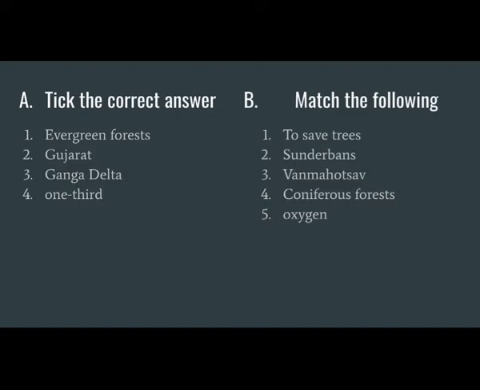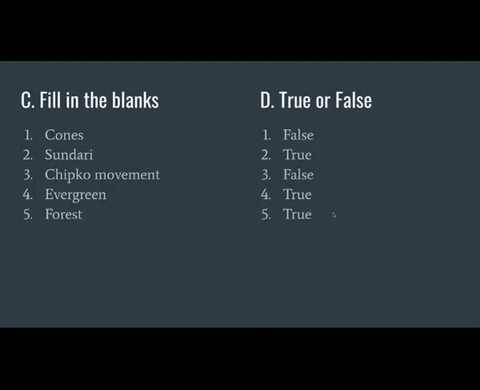Okay, then that is over. Turn to page number 82, match the following. Chipko movement, what was that? To save trees. Okay, then second one, Sundari, we can say Sundarbans. And third one, celebrated in the rainy season, which is Van Mahotsav. Then fourth one, Chir, we can say coniferous forest. Then trees, what are they giving? Oxygen. Okay.